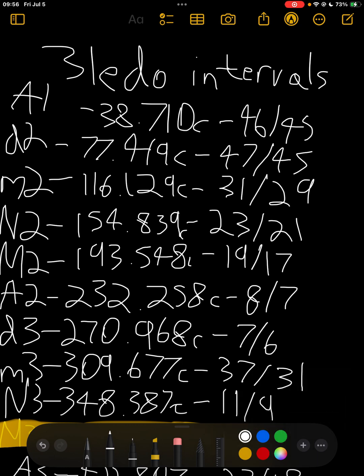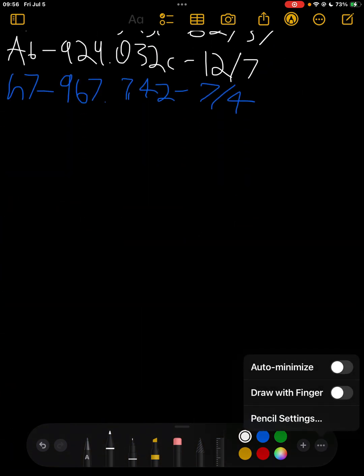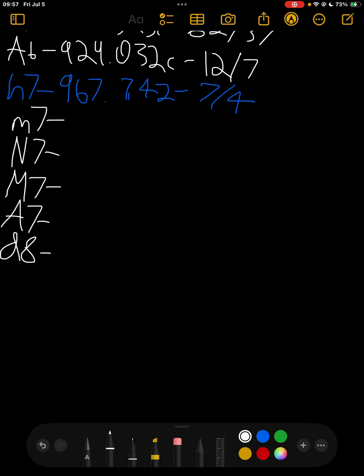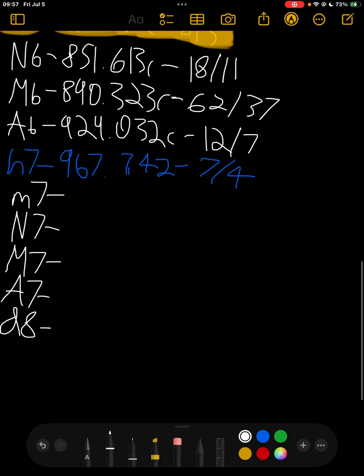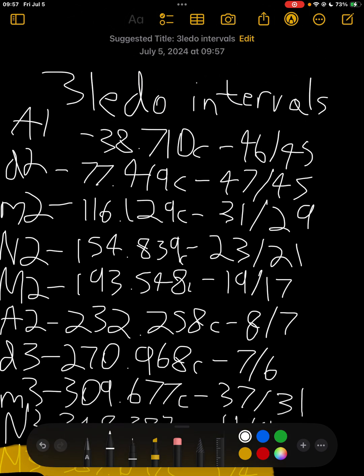So let's just see. So actually we have 4 sevenths. We have minor, neutral, major, augmented, and then we have a diminished octave. Let me just write those in. Minor seventh, then we have a neutral seventh, then the major seventh, then the augmented seventh, and then the diminished octave. Now let us see what are just ratios for each of these notes. I'm going to come back to those in a little bit.